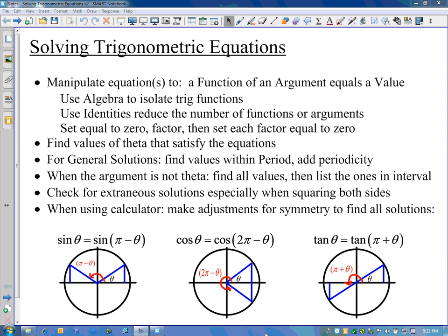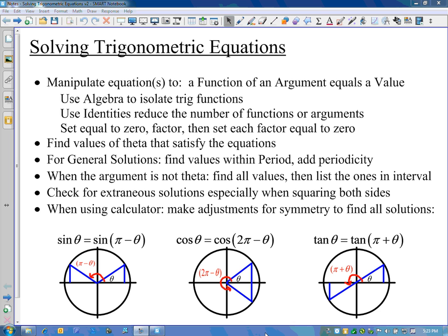Hello, this is Mr. P, and today we're going to learn about solving trigonometric equations. The first step for these solutions is you want to manipulate the equations so that you get a function of an argument equals a value. For example, you want something along the lines of the sine of theta equals 1/2.